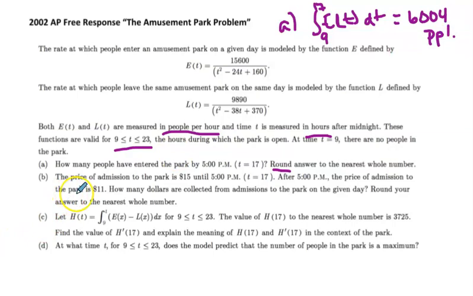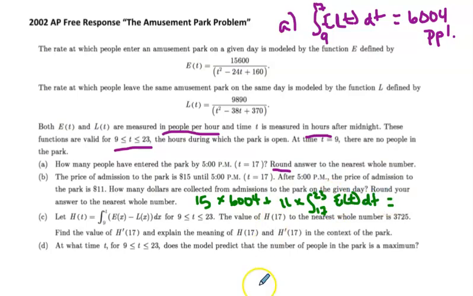Okay, the price of admission is $15 until 5 p.m. and after 5 p.m. it only costs $11 to get in. So the question is, how many dollars are collected from admissions to the park on the given day? Again, round your answer to the nearest whole number. Well, we already know that 6,004 people came in on the interval from 9 to 17. So we have $15 times the 6,004 people, plus $11 times the number of people that come in between 17 and 23, so 5 p.m. and 11 p.m. So 17 to 23, and that of course is the integral of E of t dt.